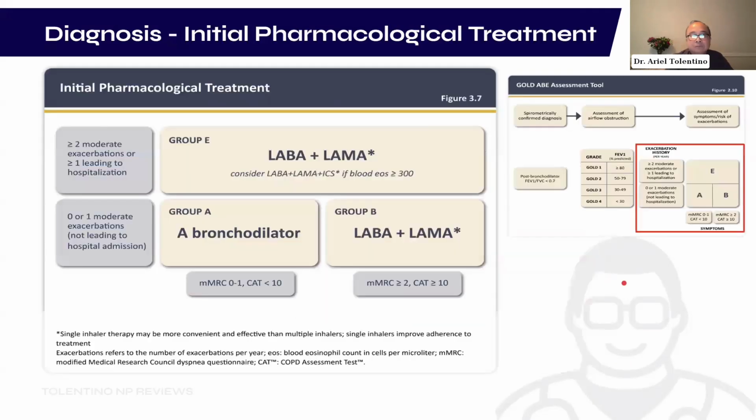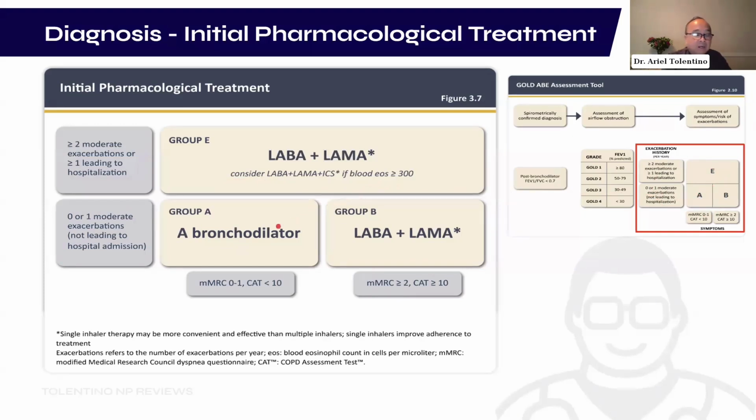Okay. Now we know that we have triangulated A, B, and E. It is now time to address or assign important pharmacological interventions for these groupings. Now, this pharmacological treatment, which is the initial pharmacological treatment, is projected onto this area of your ABE assessment tool. Okay, so it is very clear that this is what we are talking about, the ABE grouping. Now we're looking at the pharmacological interventions.